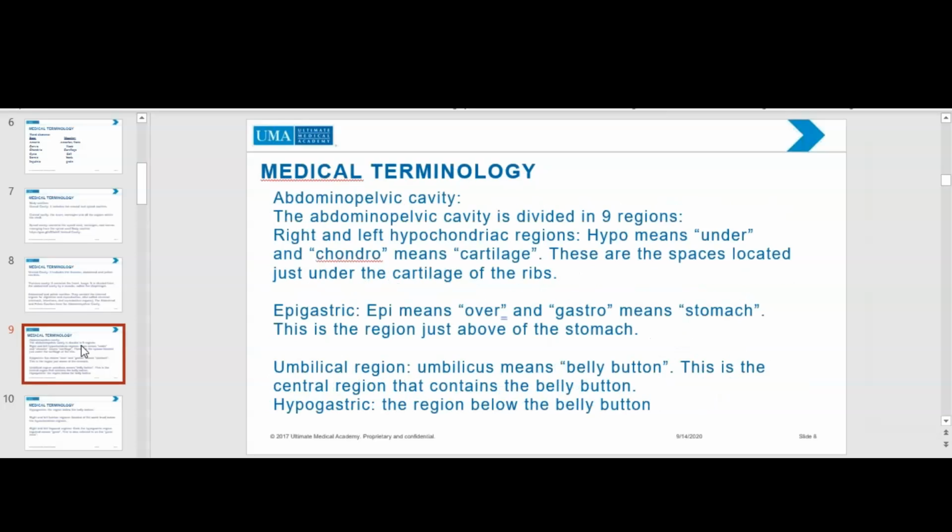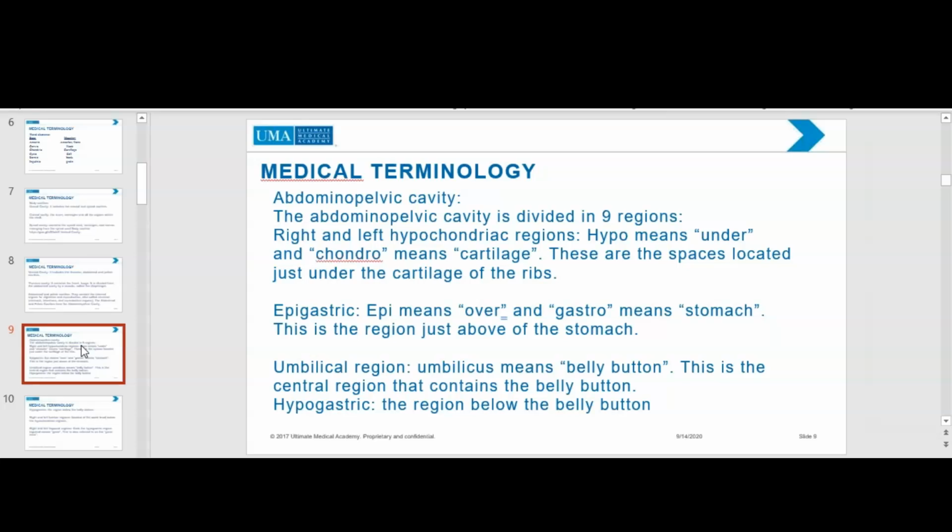Let's talk a little bit about the abdominopelvic cavity. It is divided into nine regions: right and left hypochondriac regions. Hypo means under, okay? And chondro means cartilage. These are the spaces located just under the cartilage of the rib. Epigastric: epi means over, gastro means stomach. This is the region just above the stomach. Umbilical region. Umbilicus means belly button. This is the central region that contains the belly button.